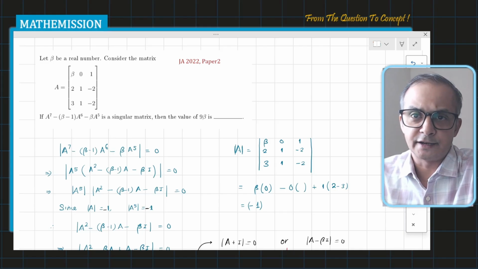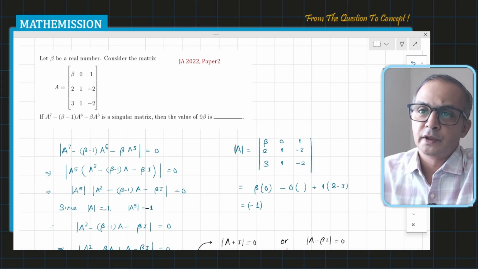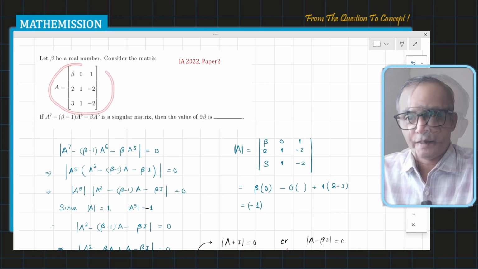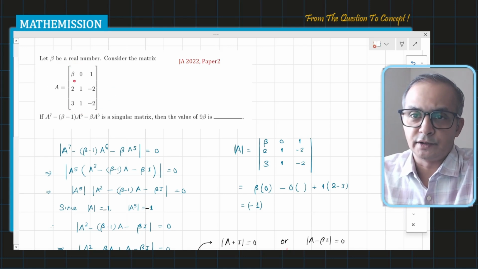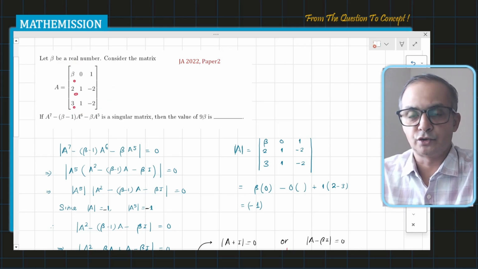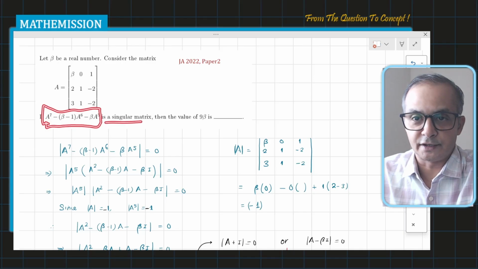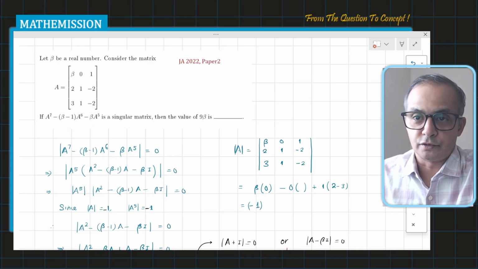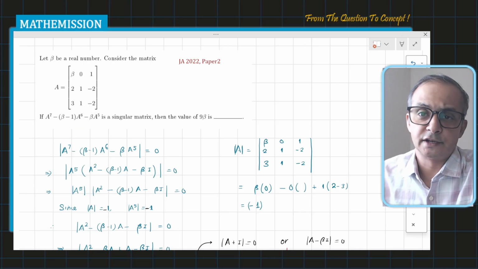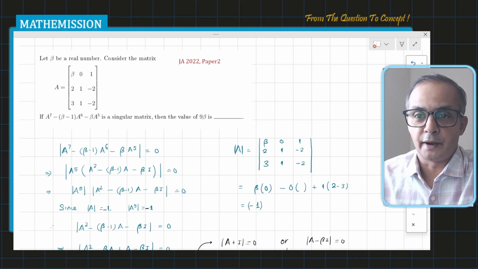The question says: let beta be a real number, and there's a matrix provided. This matrix has the elements beta 0 1, 2 1 negative 2, 3 1 minus 2, and for this matrix there is one expression given here, and it says that this expression is a singular matrix. So by using this information we have to find 9 beta. It's not a difficult question if you just look at it straightforwardly, by taking the determinant of this entire matrix and simplifying it, you get the answer directly.